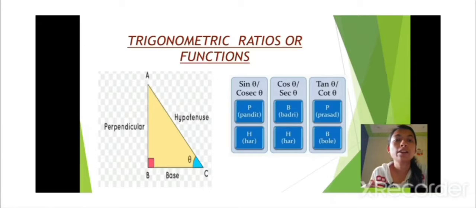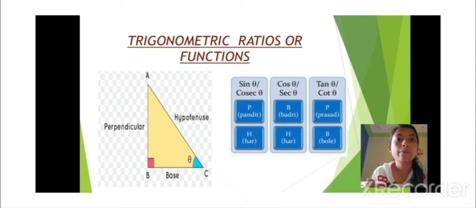Now move further. Some basic things are there to know. Trigonometric ratios are also known as functions. There is a triangle you can see on the screen. ABC is the name of the triangle. AB is the perpendicular, BC is base and AC is hypotenuse. So for the angle theta, there are three main ratios, that is sine ratio, cos ratio and tan ratio, and from these ratios we can also derive three more ratios, that is cosec, sec and cot.